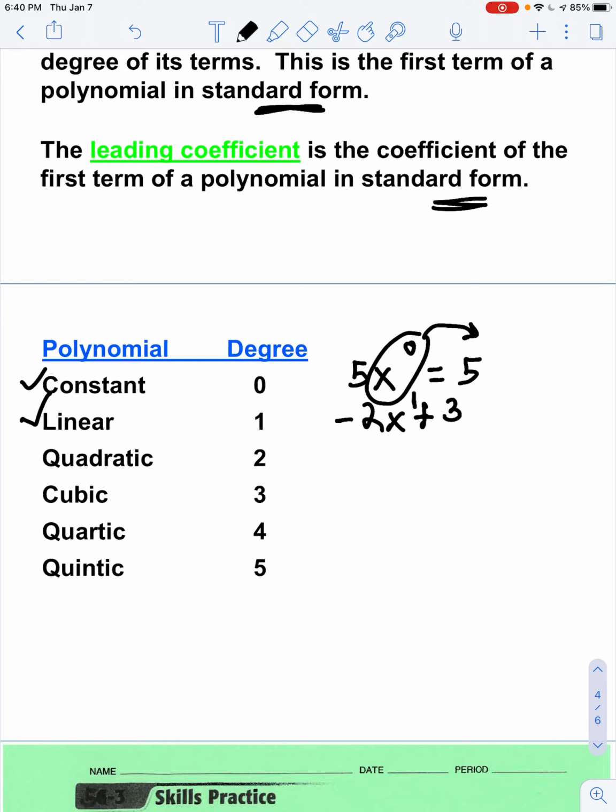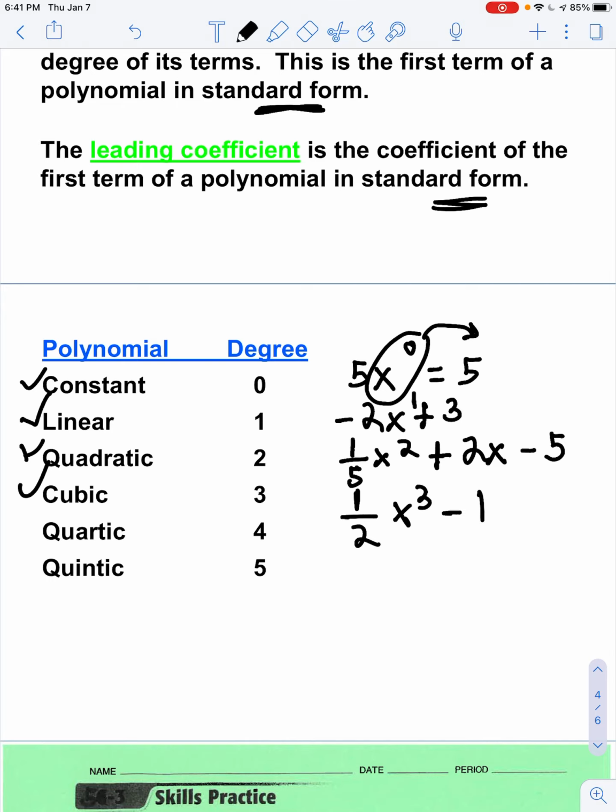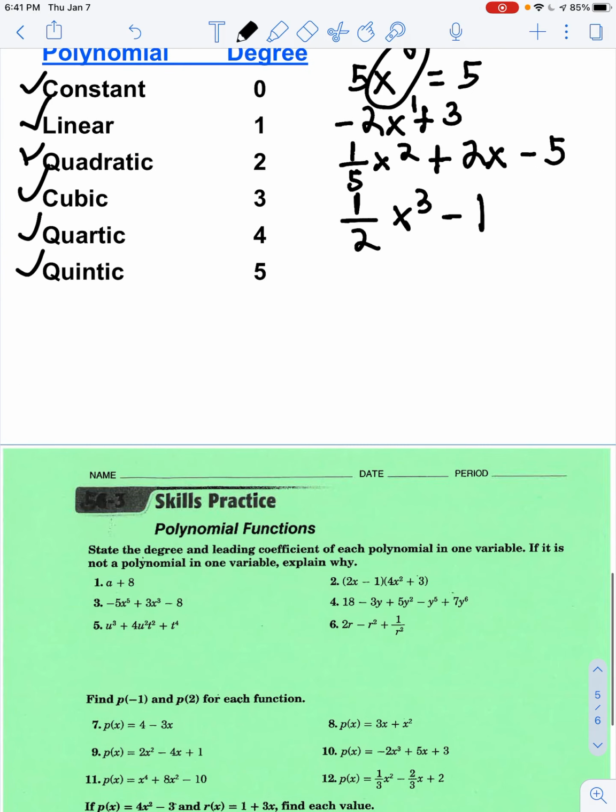Quadratic could be any quadratic. You could have 1/5 x squared plus 2x minus 5. Cubic means we'd have something of the form 1/2 x cubed minus 1. Quartic, of course, means the degree is 4, and quintic means the degree is 5. So let's see how we put this together here.